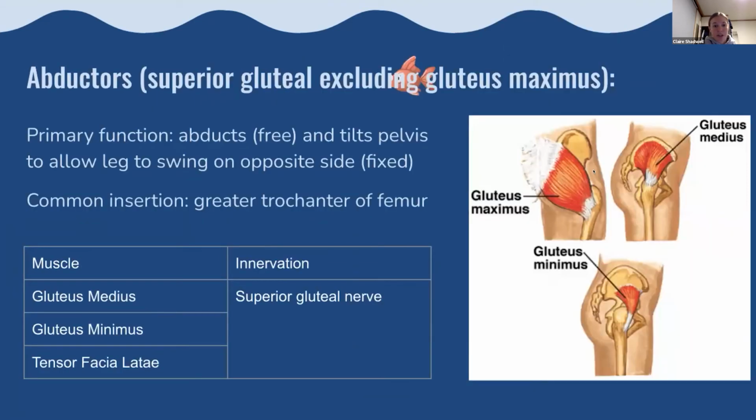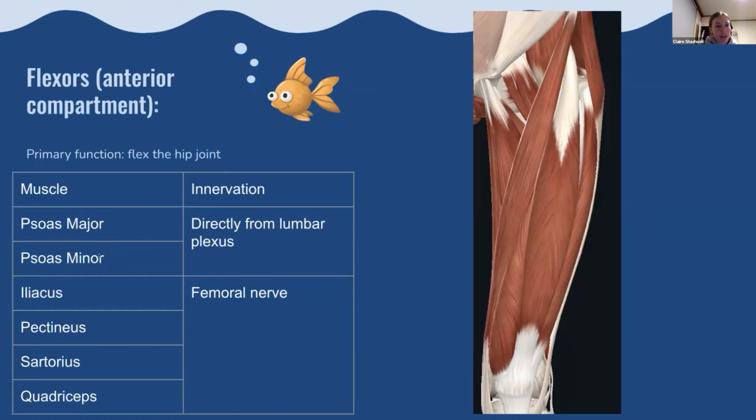Oh, and greater trochanter, sorry. And so these are the anterior part of the leg. So these are involved in flexion. And so here you can see that you have the psoas major and minor, which run down from the side of the spine or the sacrum down and touch on the femur. And then you also have iliacus running down here and pectineus in this little area as well.